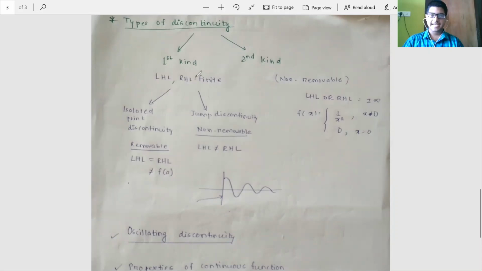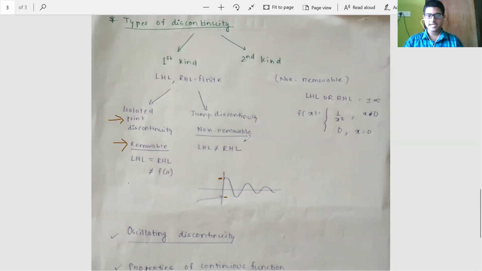First kind is LHL and RHL both are finite, but LHL equal to RHL not equal to f of A. This is called isolated point discontinuity or removable discontinuity. And second is jump discontinuity, like this. LHL value is this, RHL value is this, but they are not equal. So that is a jump. So this is literally jump discontinuity, and hence it is non-removable.